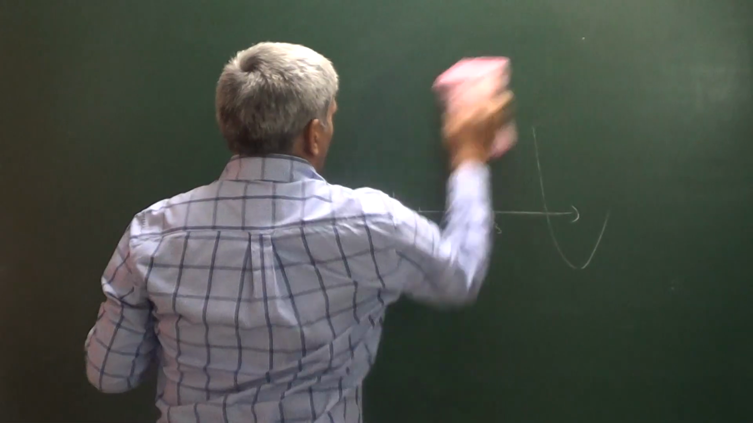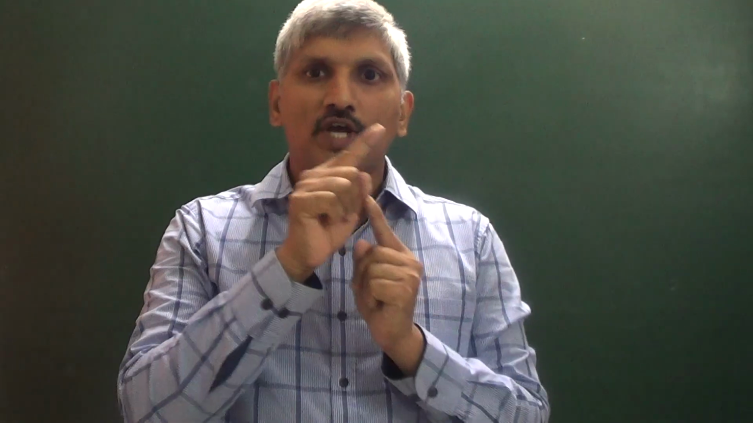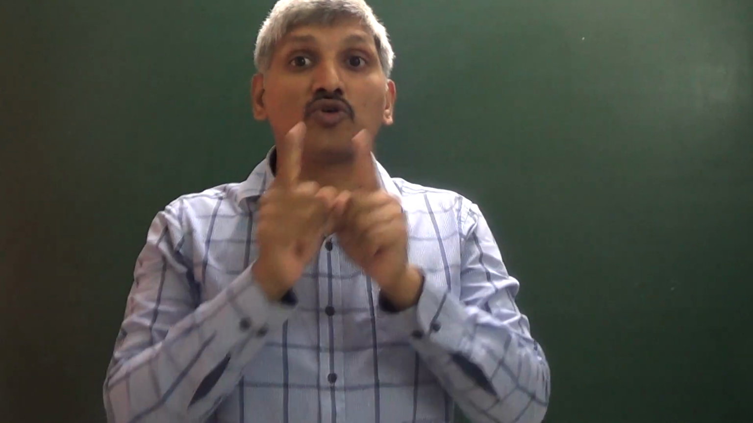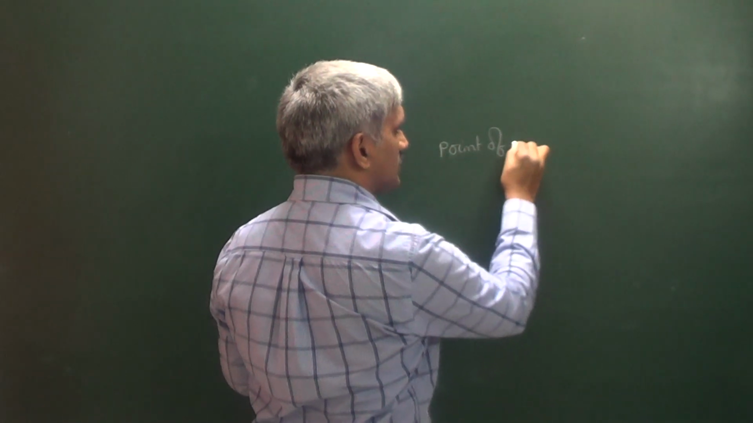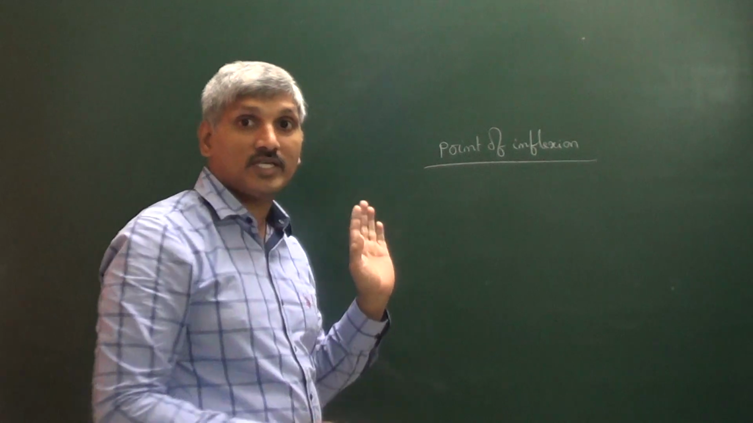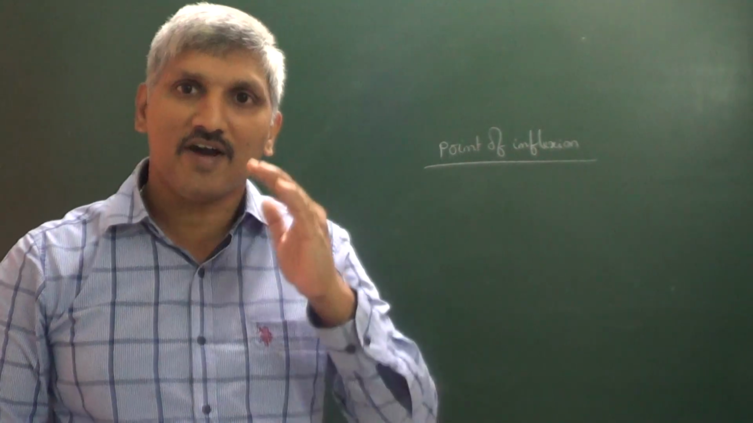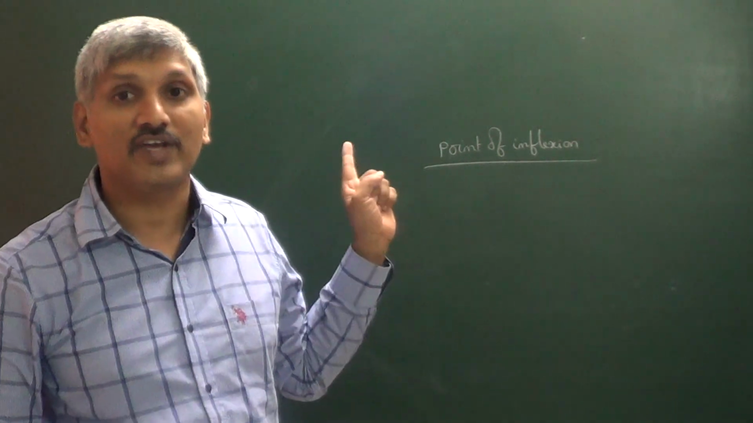So f dash of x changing its sign from positive to negative means local maxima. F dash of x changing its sign from negative to positive means local minima. If f dash of x does not change its sign, then we call that point a point of inflection. That means as x values are increasing through a, if f dash of x does not change its sign, then that particular point is called a point of inflection.